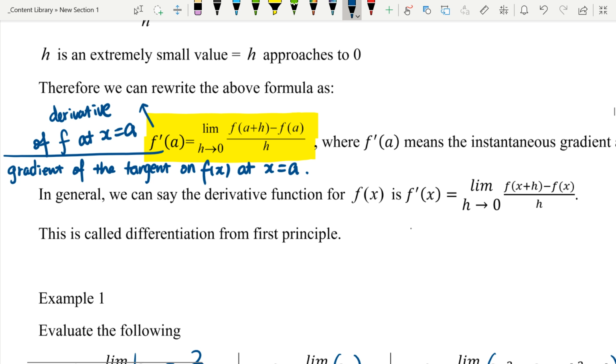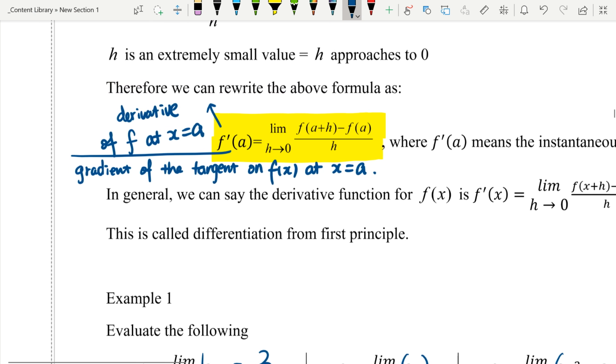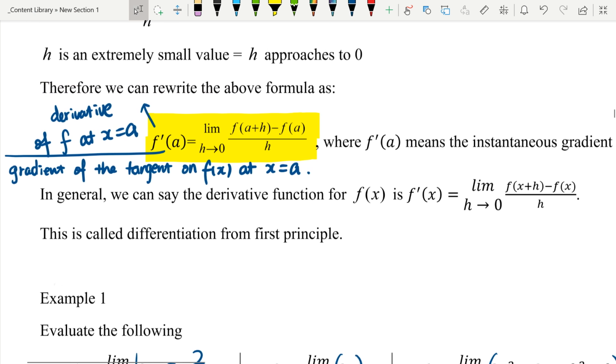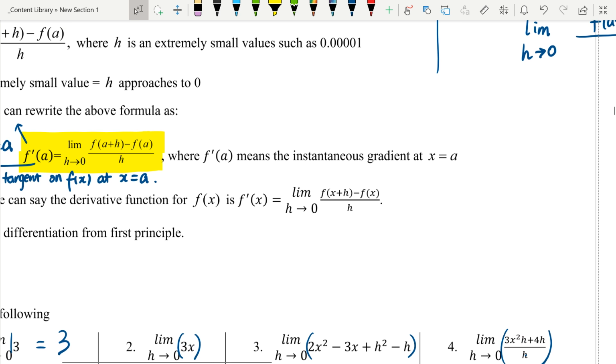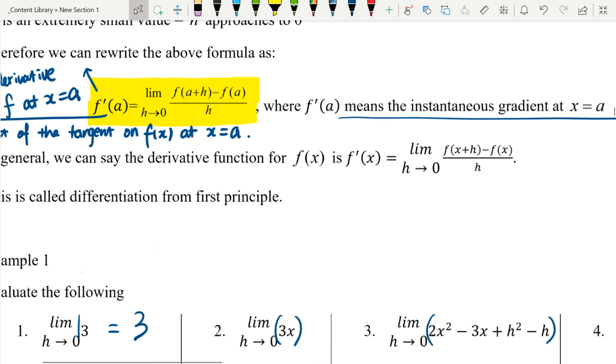We keep talking about the same thing. It's the gradient of the tangent on the curve f(x) at x equals a. And there's another one: it's the instantaneous gradient at x equals a. So it's the instantaneous rate of change at x equals a.